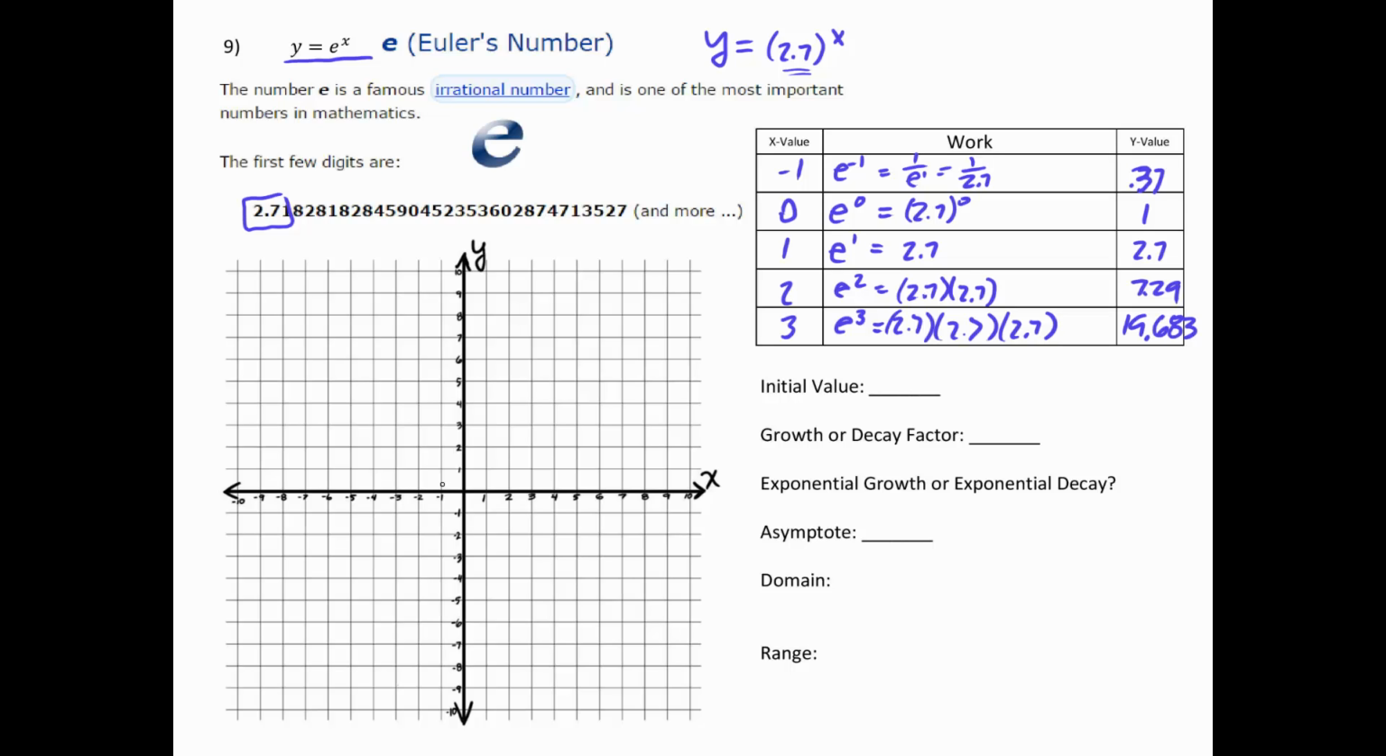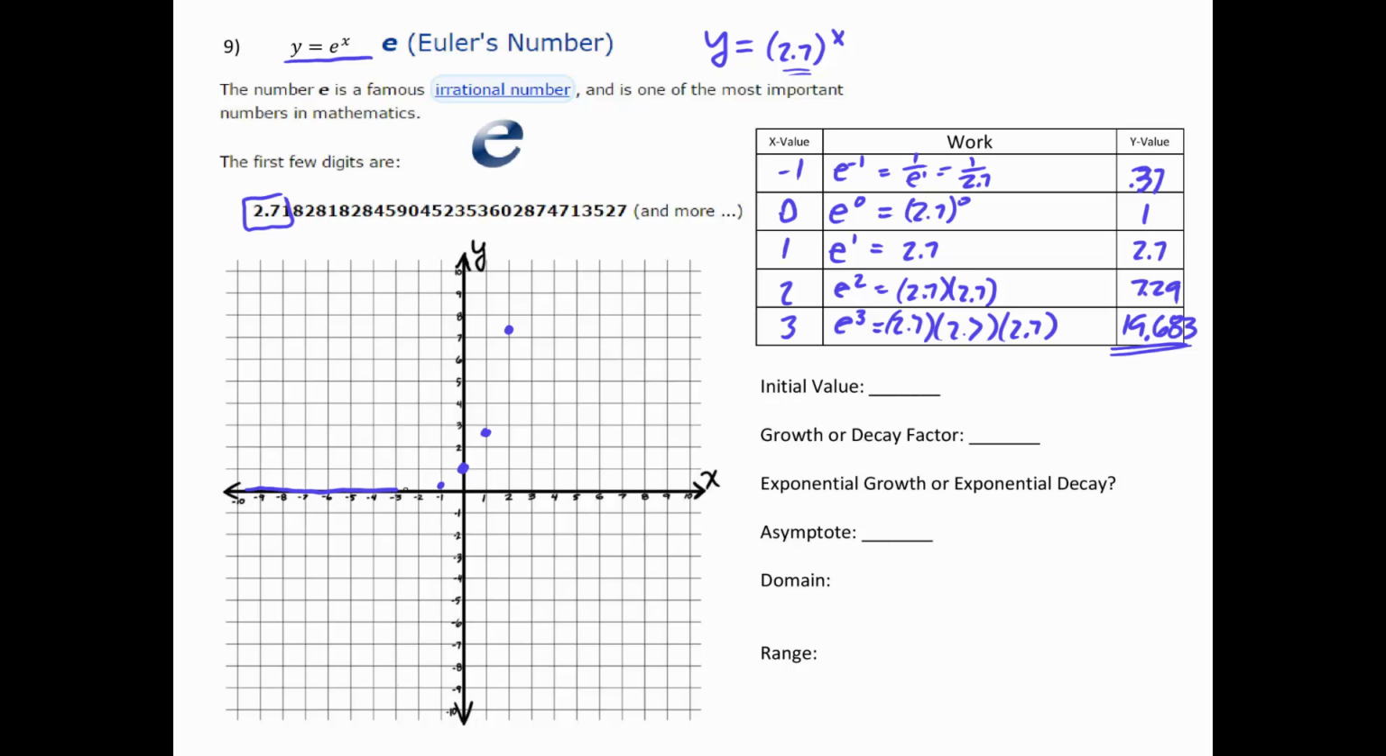So now it's when I need to graph it. So -1 comma 0.37, going to be right over there. 0 comma 1 is right here. 1 comma 2.7 is slightly under 3, and then 2 comma 7.29 all the way up here, just a hair above 7. If I look at the next number, that's almost at 20. Too high. I can't quite get there.